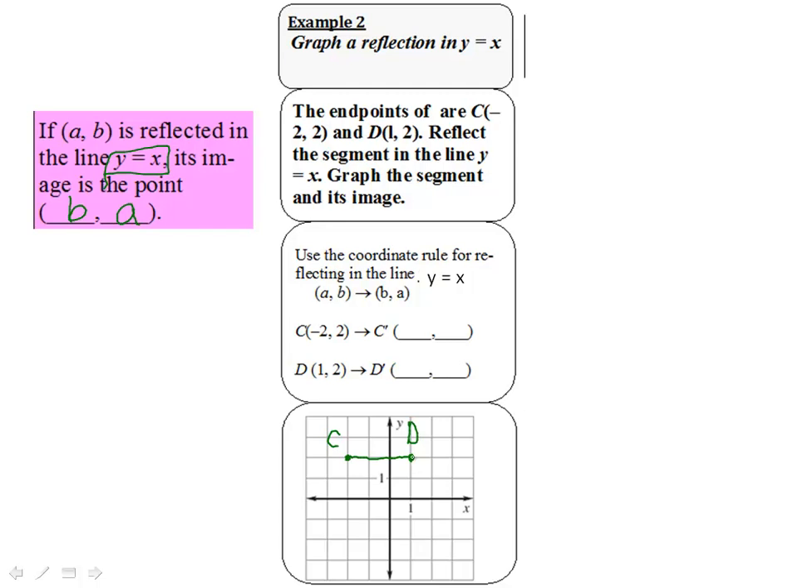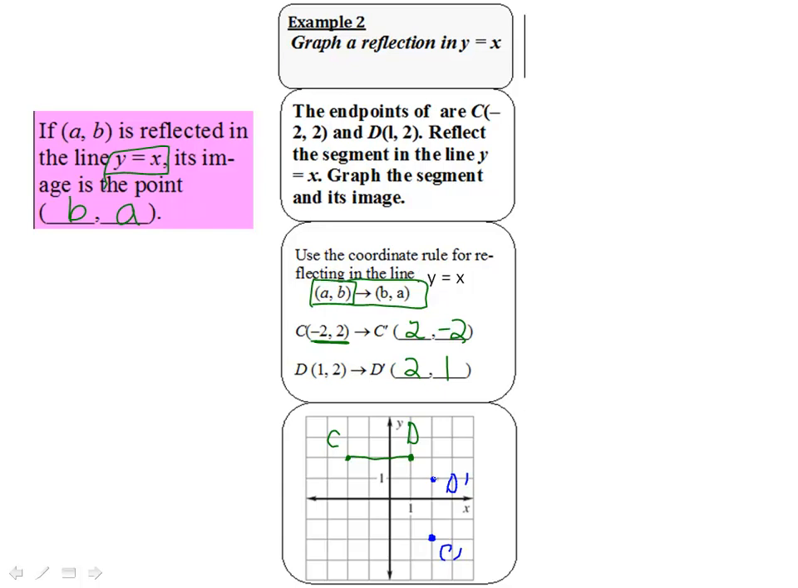Okay? So remember, here's my rule that I'm going to have to follow. I just switch my B and my A. So C is negative 2, 2. C prime would then be 2, negative 2. Just flipping it around. D is 1, 2. So D prime would be 2, 1. So let's graph that. I'm going to use a different color here. So 2, negative 2. So over 2, down 2. There's C prime. And 2, 1. Over 2, up 1. There's D prime.